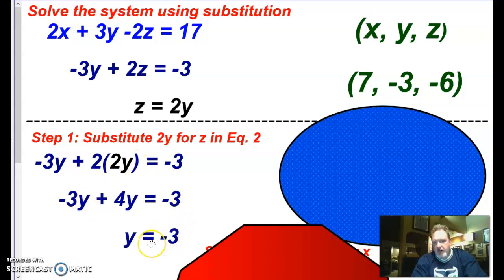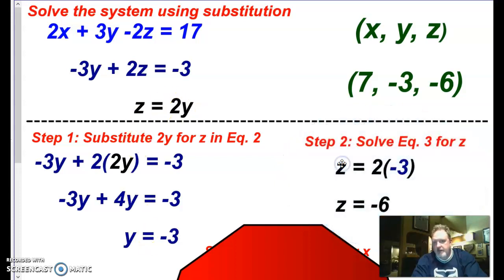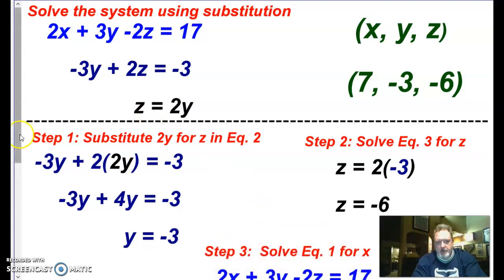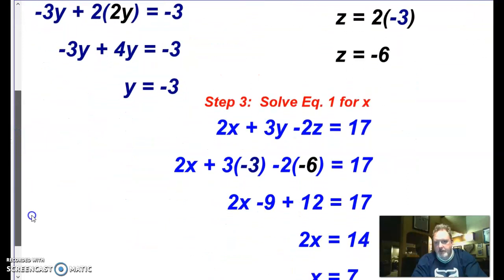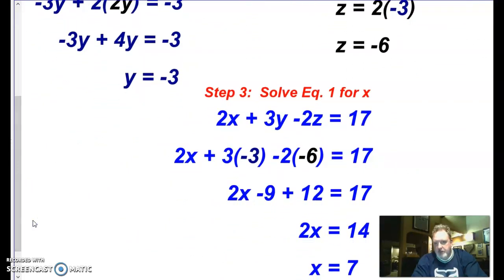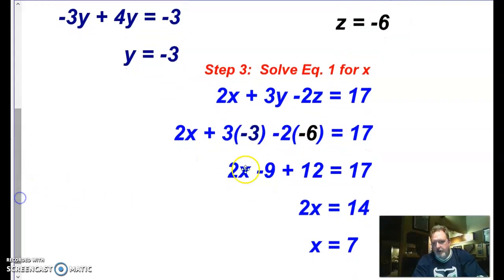So in this case, we found y. And now that we know y, we can plug that back in here, and that will allow us to solve for z. So 2 times negative 3, we got z is negative 6. Now that I got 2 of the 3, I can plug those into this top one here, and that will allow me to solve for x. So you can see here I plugged in my values. Y was -3, z was -6, plugged them in, and I'm able to solve and find out that 2x equals 14, so then we divide, x is 7.